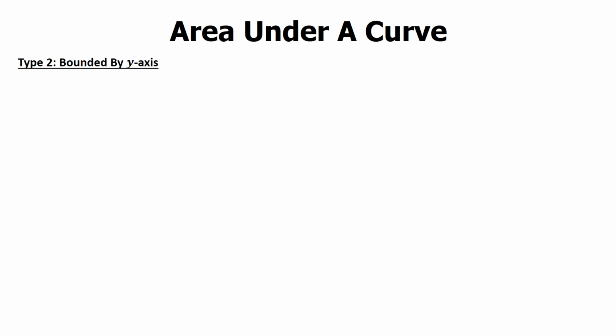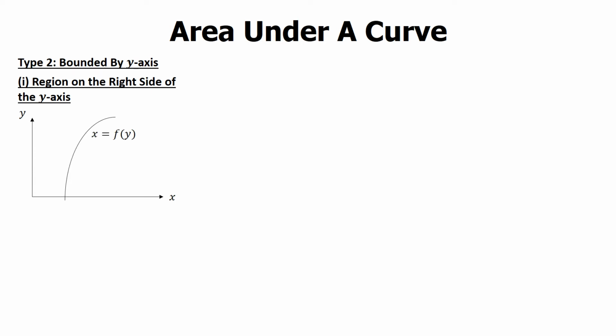Type number 2, bounded by the y-axis. It is similar to the area under the curve bounded by the x-axis. There are three smaller types. The first one is the region on the right side of the y-axis, and this is how it looks like. I have the x-axis and the y-axis, and this is the curve with the equation x equals f(y).